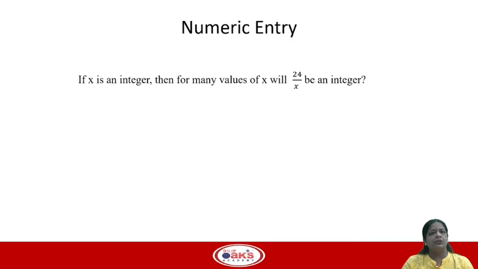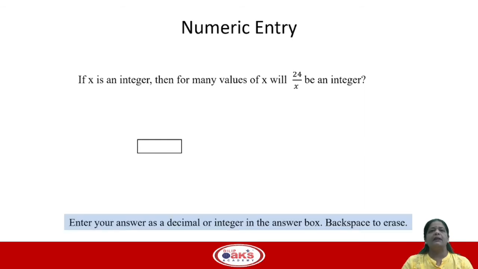Proceeding to the next question type, numeric entry. In this question type, you will have the question and no options in front of the question. You will have to type your answer in a text box as an integer or as a decimal. You can use the backspace key of the computer to erase your answer. If your answer is expected in a fraction format, it will appear something like this.